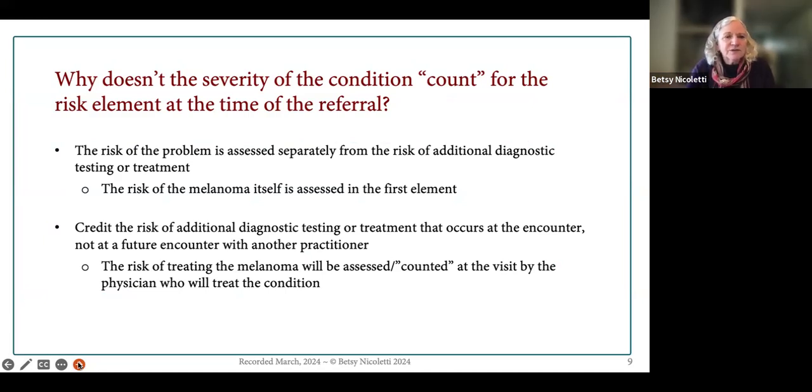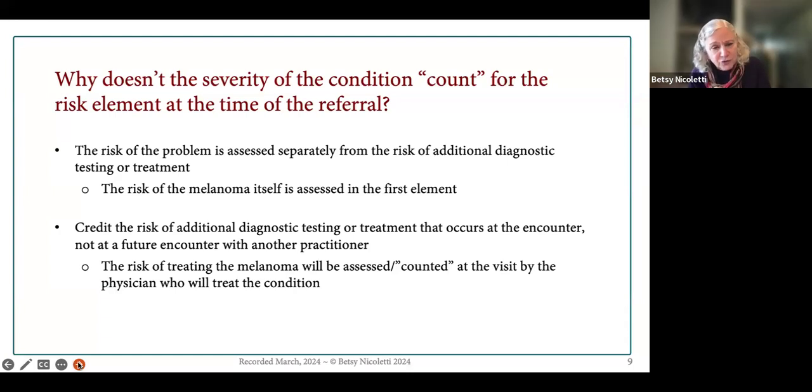Because CPT has told us that the risk of the problem, the risk related to the condition, is separately assessed from the risk of additional diagnostic testing or treatment. And the risk of the melanoma itself is assessed in the first element. We're going to credit the risk of additional diagnostic testing or treatment that occurs at the encounter, not at the future encounter. So the risk that we're assessing for the referral is the risk of calling, making an appointment, and going to see the specialist, not the risk of the condition itself.